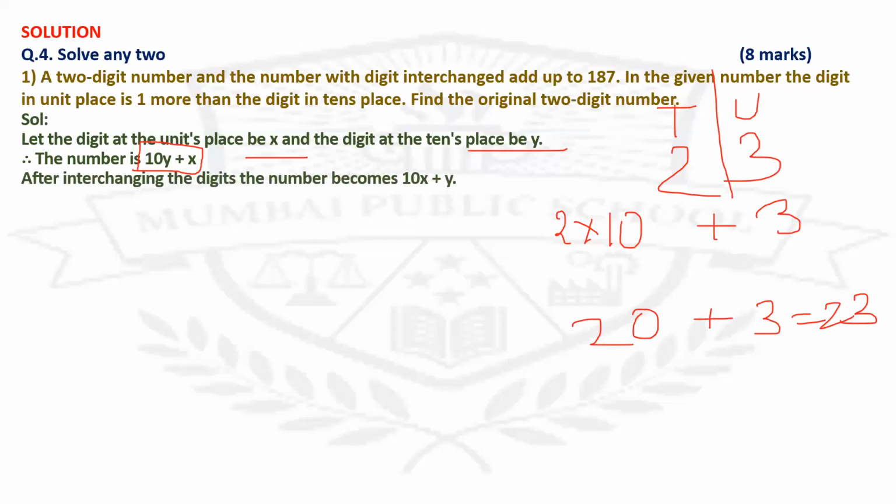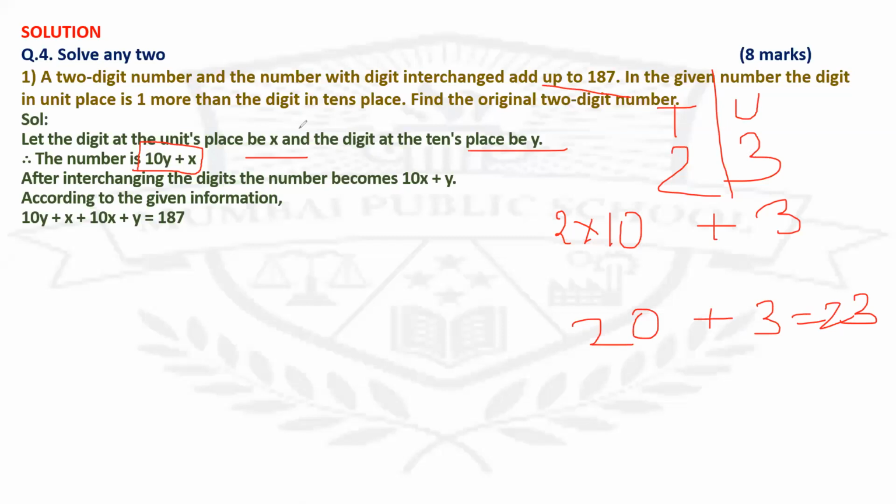After interchanging the digits, in place of the tens place the units digit has come, and in place of the units digit the tens digit has come. Understand? So according to the given information, the 2-digit number and the number with the digits interchanged add up to 187. Their addition is 187. And in the given number, the digit in the units place is 1 more.